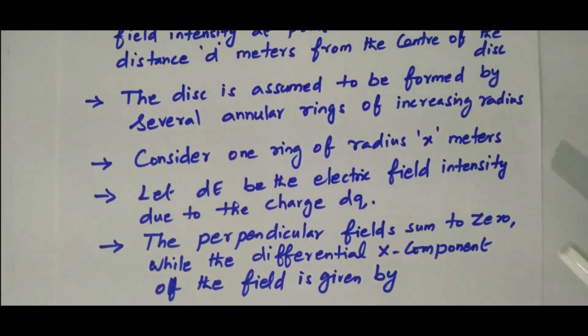Another important point is the perpendicular field is 0. If we consider any object, the perpendicular field, that is the vertical component, will be 0. Only the differential x component is available. X component means horizontal component. You know that vertical component and horizontal component are two terms available. Horizontal component equals total component multiplied by cos theta. Vertical component equals total component multiplied by sin theta. So here the vertical component is 0, only the horizontal component is available.